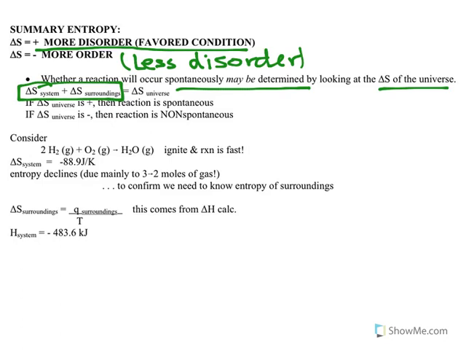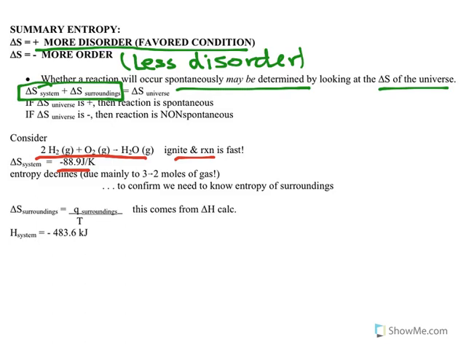So let's just take a look at an example here. Let's say we were looking at this reaction where we have hydrogen and oxygen reacting to form water. Like if we ignite them, the reaction is really fast. Our entropy, because we're going from 3 moles of gas down to 2 here, is negative 88.9 joules per Kelvin. And so the entropy is decreasing.